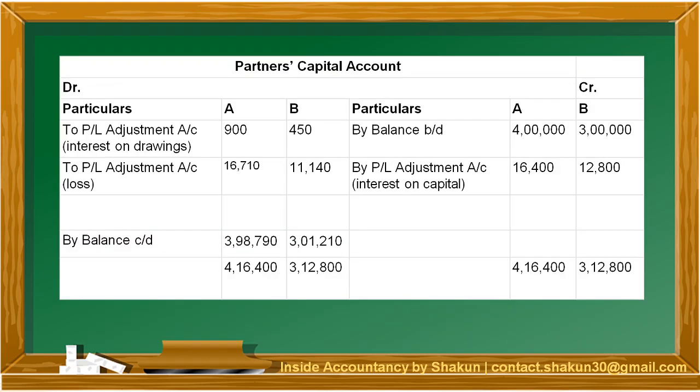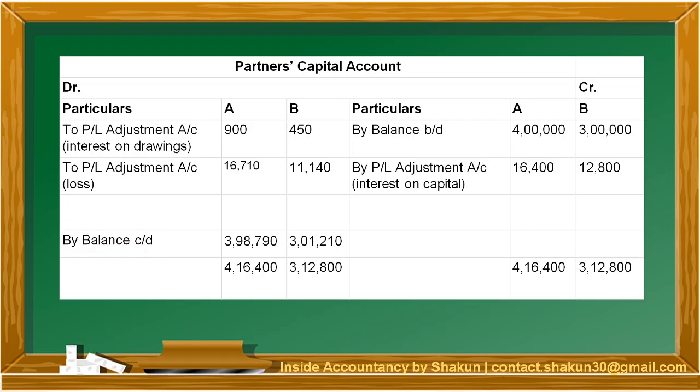Let's have a look at the partners' capital account. The opening balances were already given in the question. Profit and loss adjustment account, interest on capital, that is 16,400 and 12,800. This is the amount of interest on capital. Interest on drawings has been mentioned on the debit side. Profit and loss adjustment account, loss is again mentioned on the debit side. Please note we have not taken the opening balances which we calculated. We have taken the already adjusted balances. 4 lakh and 3 lakh were the already adjusted balances given in the question.